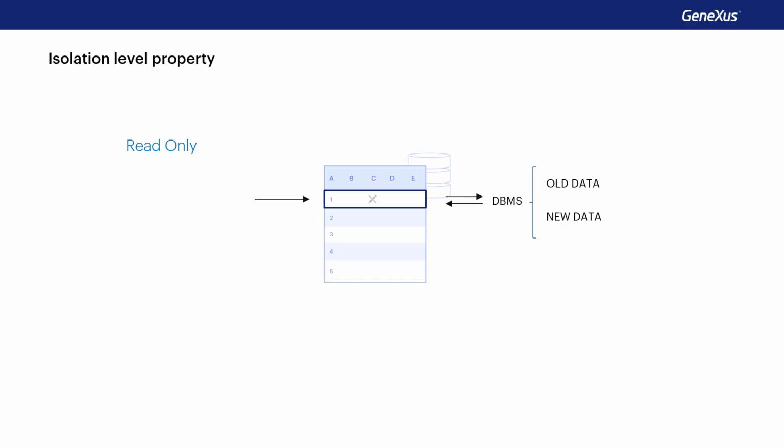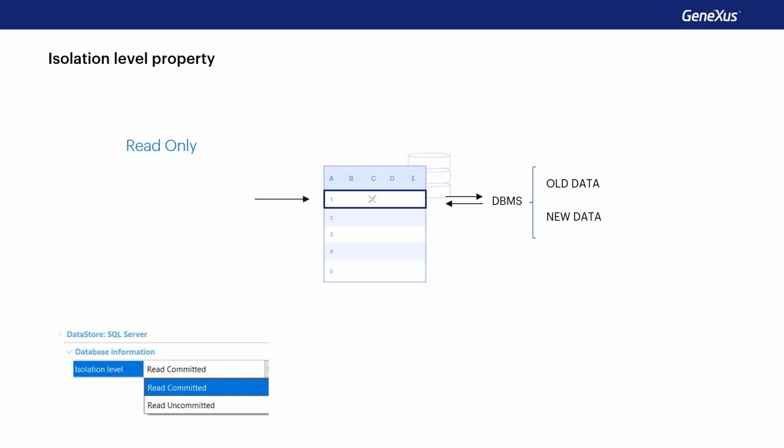This behavior is controlled by the isolation level property at the data store level. This property allows specifying the isolation level of the changes made by the programs. The possible values are as follows. Read committed. Programs do not see changes made by other users until the commit is executed. This is the default value taken by the property.